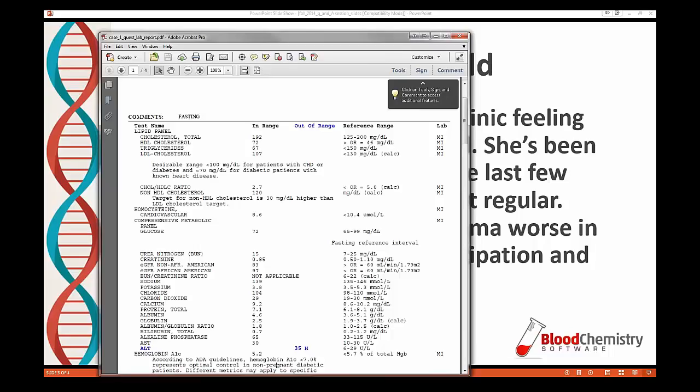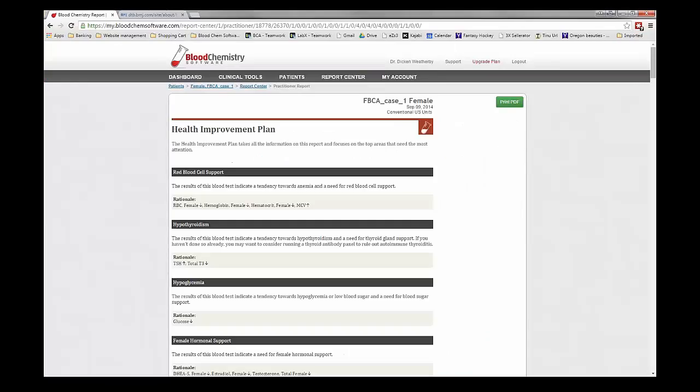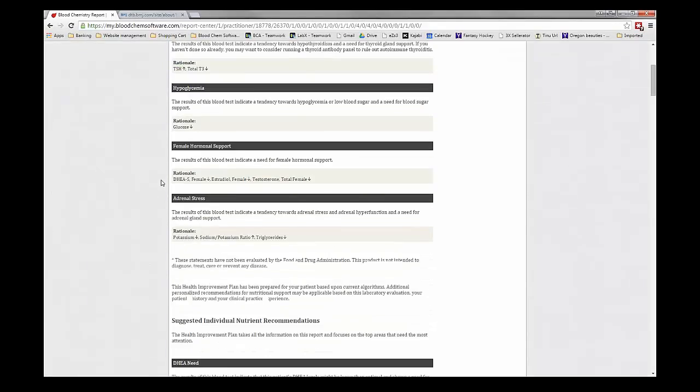So she then comes to see us, and we do a comprehensive functional medicine approach. We run it through software, and we are now going to see whether or not we're going to be able to pick up some interesting information. You know, the health improvement plan is important to look at, obviously, because it tells you the top things. So I'm just going to stop looking at that.